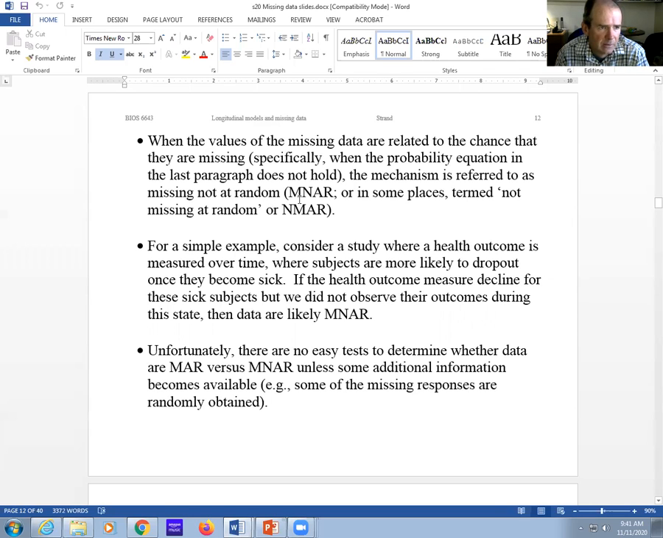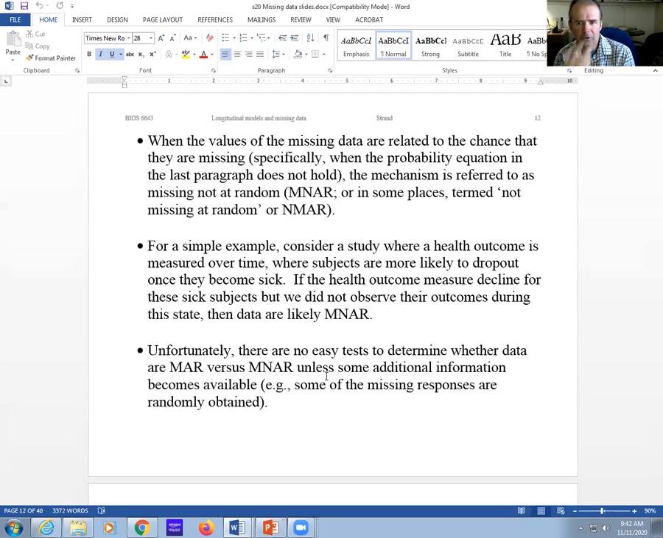So the last type of mechanism for missing data is what we call missing not at random, or not missing at random; you might see it either way. That's when the values of the missing data are related to the chance they are missing. So the probability that M is equal to 1, the probability of having a missing value, depends on the covariates. It depends on the observed Y, and it depends on the missing Y.